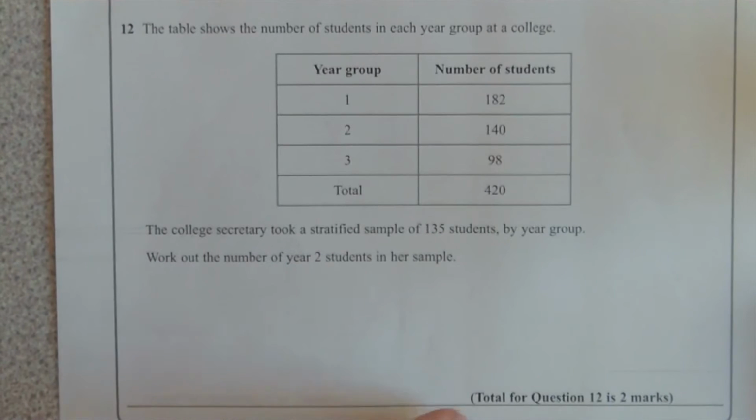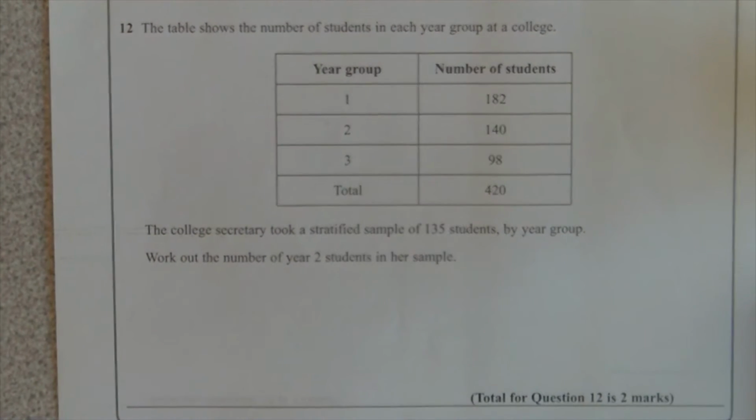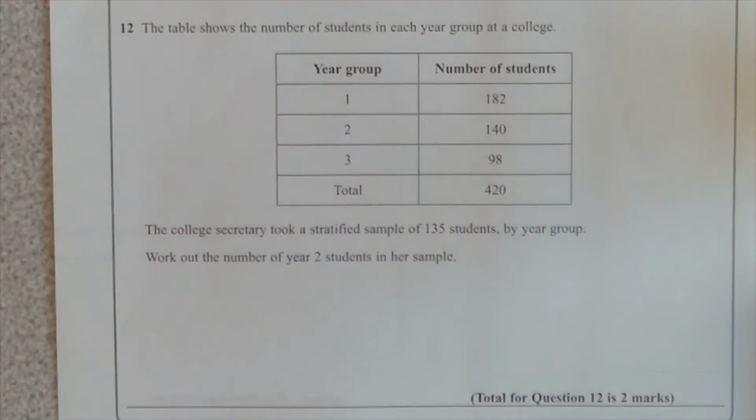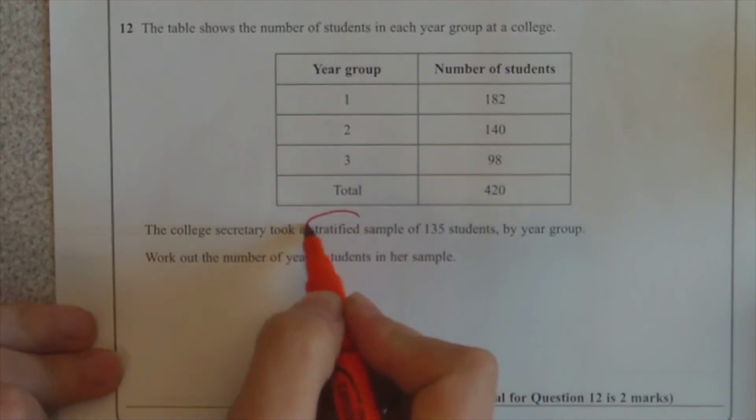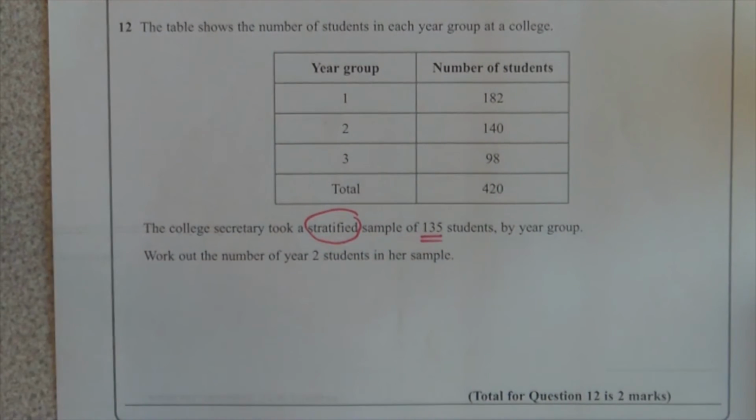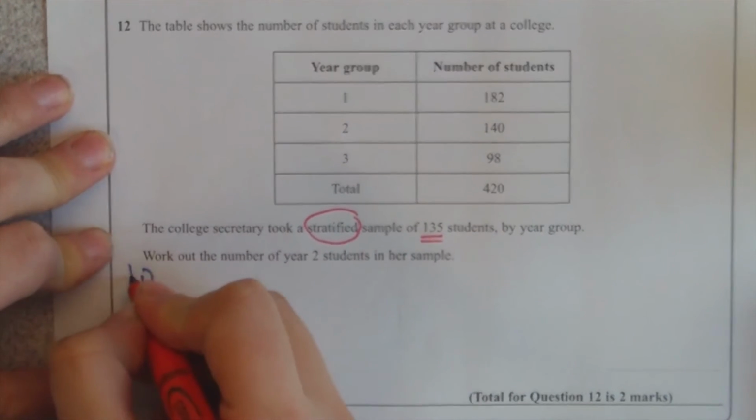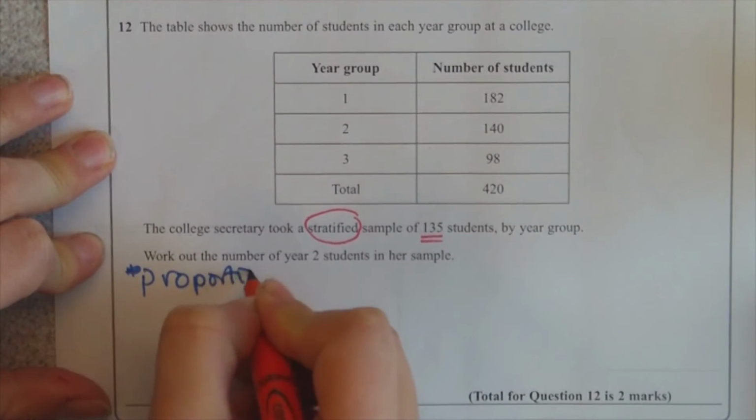So, on to question 12. So here we've got a table. It shows the number of students in each year group at college. The college secretary took a stratified sample of 135 students by year group. Work out the number of year 2 students in her sample. Okay, so you should know that a stratified sample is a proportional sample.